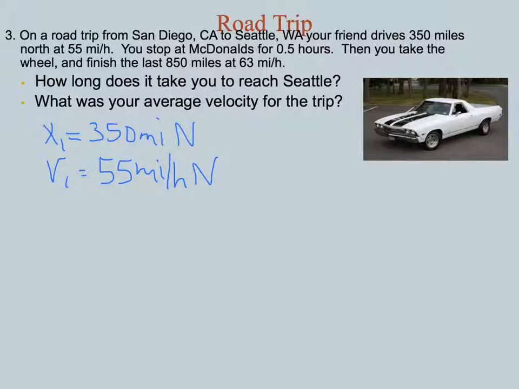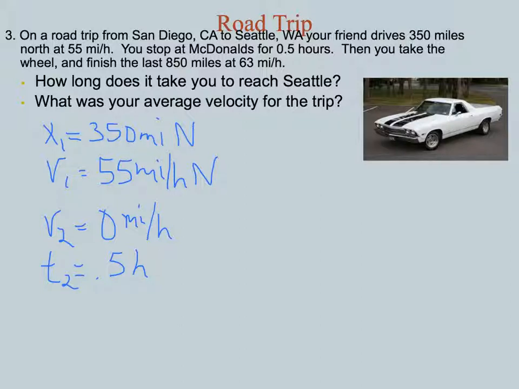Well, what would your velocity be there? It wouldn't be anything because you're not moving, right? There's no displacement. So 0 miles per hour. And how much time did we stop there? Okay, we can get that. T2 is 0.5 hours. Notice how I'm keeping the subscripts the same for each little section of the trip.